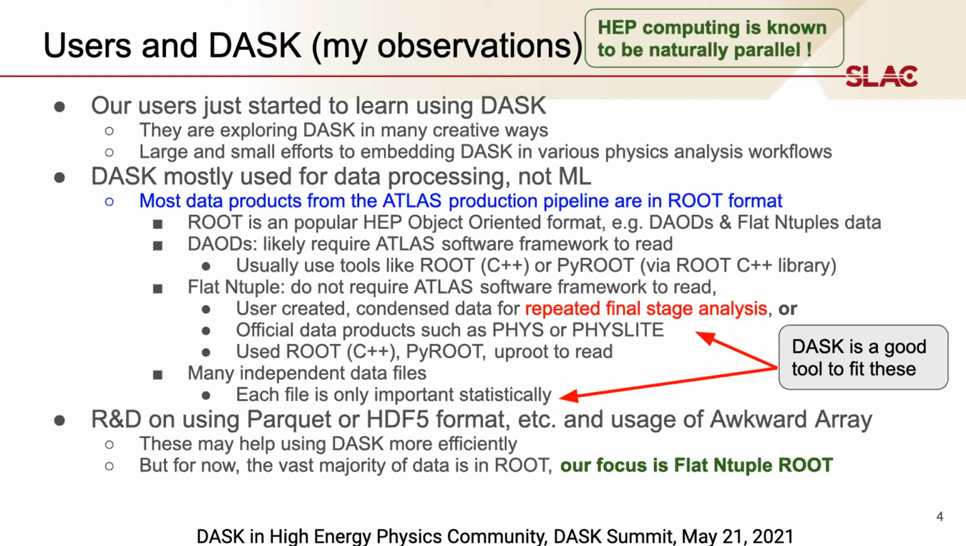And these data files, whether it's user data files or it's Face or Face Lite or DAODs, they are independent files. So each file is only important in the sense that they contribute to the overall statistics, to improve the statistics. So this makes HEP computing embarrassingly parallel. I probably don't like the word embarrassing because there is nothing really embarrassing, but it's naturally parallel. And Dask is a very good fit for this kind of task.